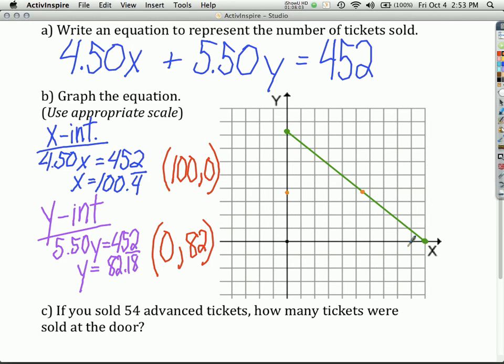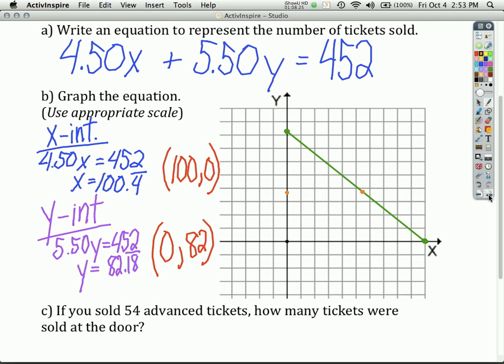Does anyone have any questions on how we did that? Kamoy? You're asking us to guess the Y. Well, which axis is the advance tickets? So the x-axis is advance tickets, so I already told you that it was 54 going this way. So I was asking you what would it be going that way.